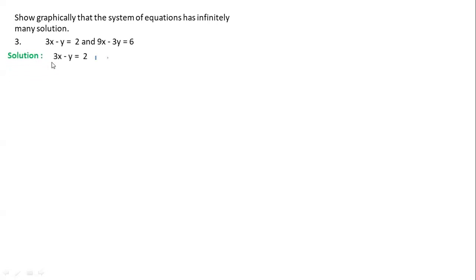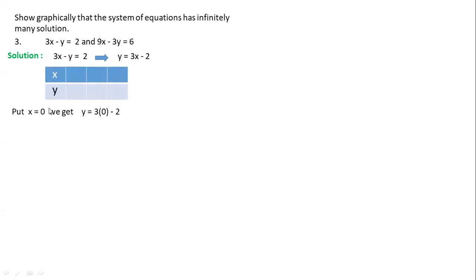Take the first equation, draw the table. You can write it as y is equal to 3x minus 2, because y is negative here, so take it this side, it becomes positive, and 2 will come this side. Now let's make the table x, y. I'm going to put x values. When I put x is equal to 0, 3 into 0 is 0, 0 minus 2 is minus 2. So you get y is equal to minus 2. You get 0 and minus 2.